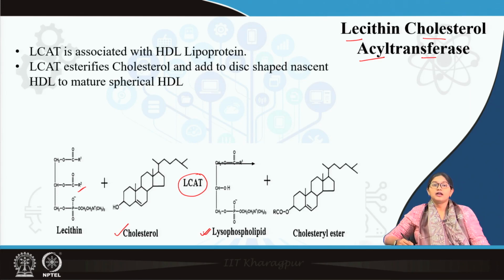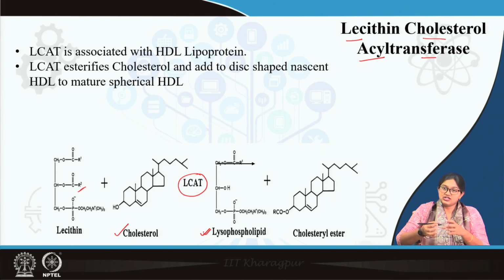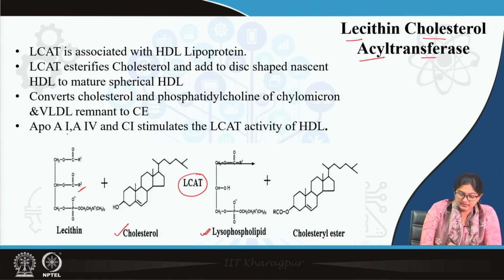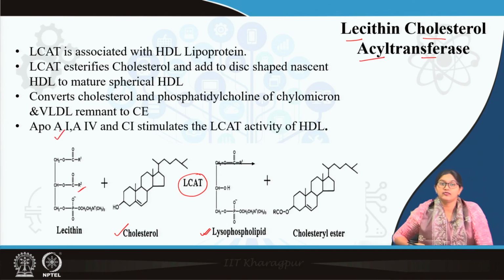Now, lecithin cholesterol acyltransferase, or LCAT, is actually associated with HDL and is activated by the apoprotein A1 mostly. Also C1 and A4 stimulate the LCAT activity, but the most important activator of LCAT is ApoA1, and remember pre-beta HDL contains ApoA1 in huge amount.